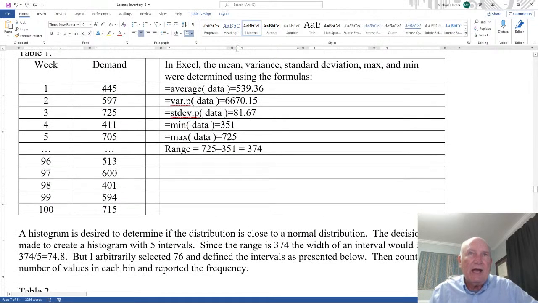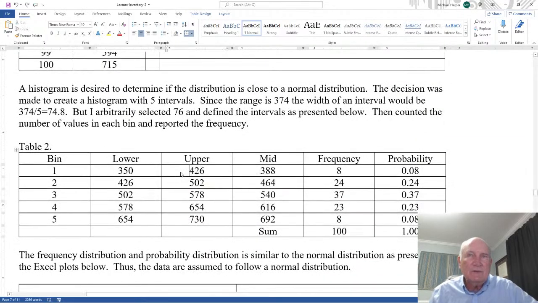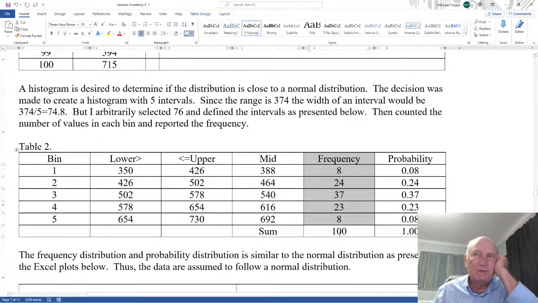I count how many numbers are in that interval. You include the upper, and you don't include the lower. You don't include the lower, you include the upper, you count, and those are the frequencies, or the count. Turn out to be 100. I divide through by 100 and I get probabilities.